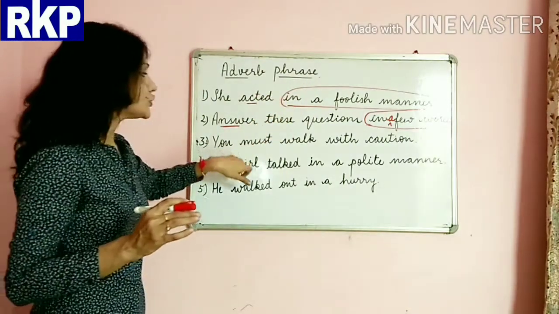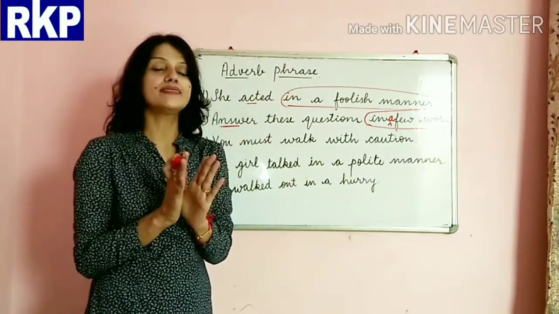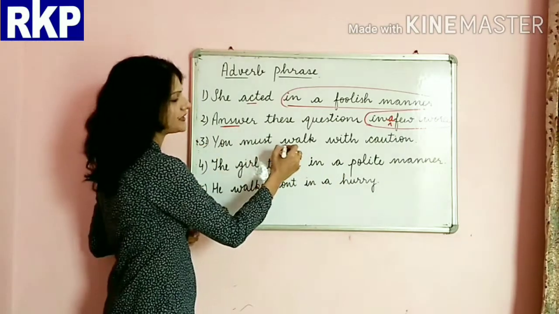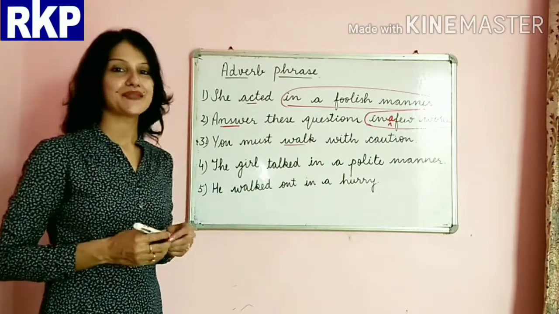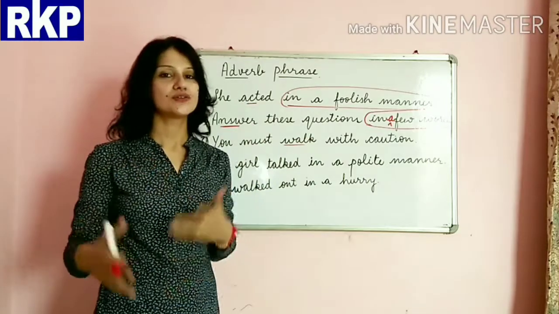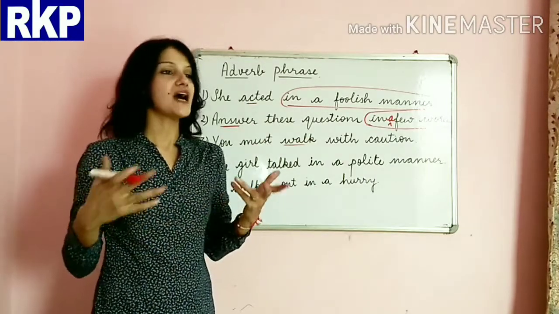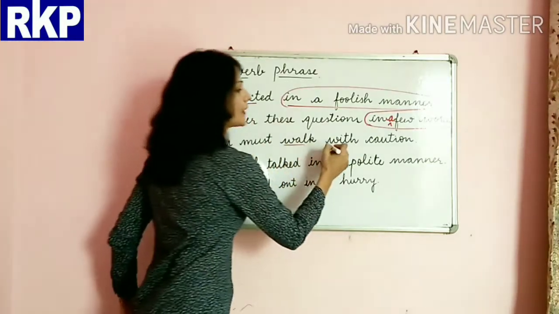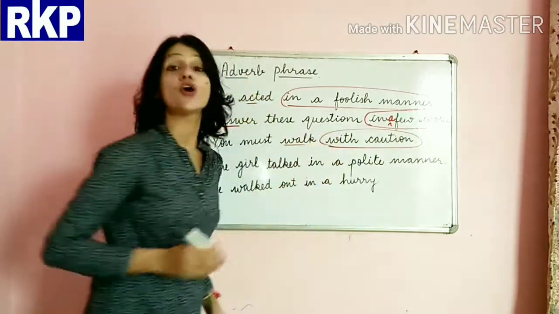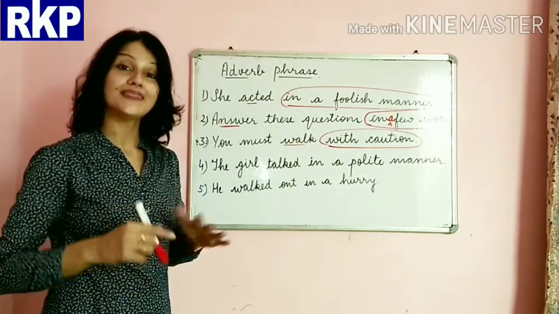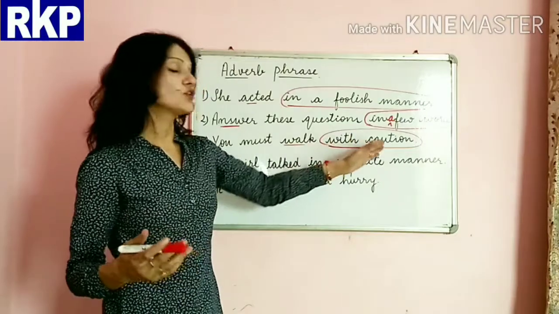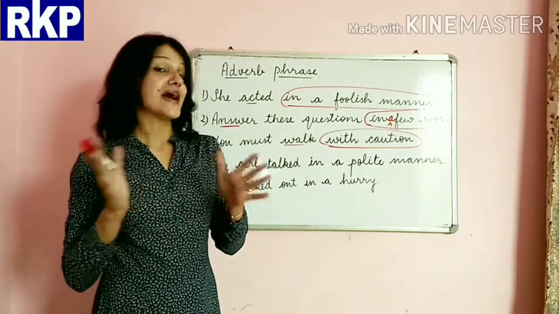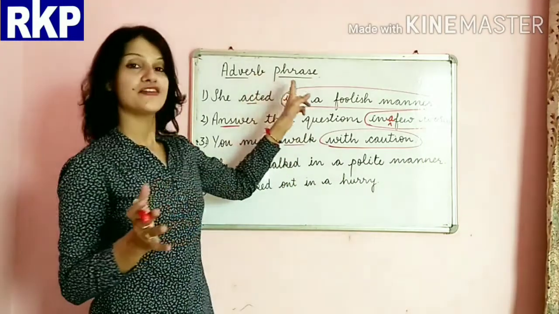Now next is, you must walk with caution. Now here in this sentence our verb is walk. Now how should the person walk? With caution. So with caution, this set of two words together is acting as an adverb phrase.